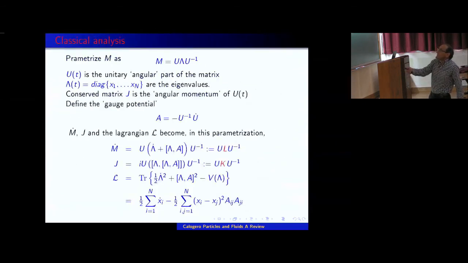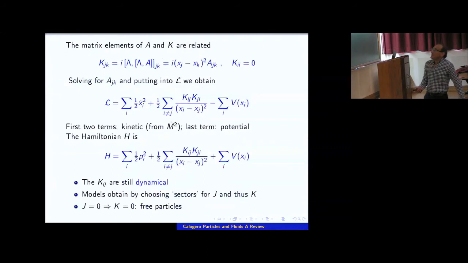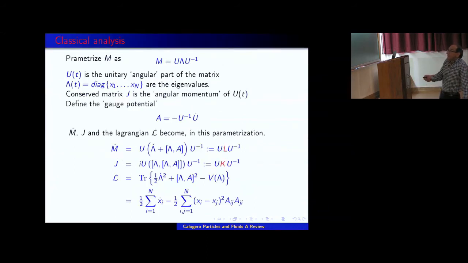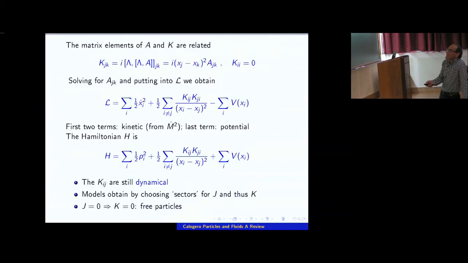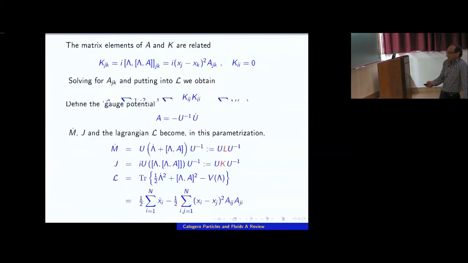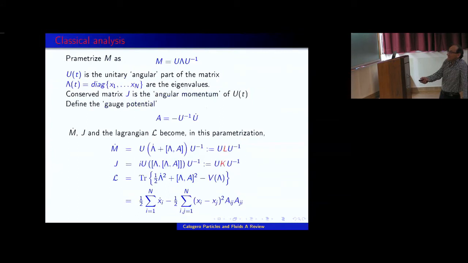So here there should be an extra term because of the potential. All this is actually a kinetic term. Well, the matrix elements of A and K are related. Remember, K is essentially the conserved J in a different basis. K is time dependent in general because U is time dependent. But in the kinetic term, these A's appear, which is this matrix.